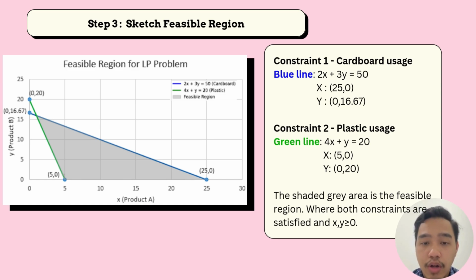Do this for all constraints, including non-negativity constraints like x more than or equal to 0 and y more than or equal to 0, which ensure the solution stays in the first quadrant. The feasible region is the overlapping shaded area that satisfies all constraints. This is the region where we will look for our optimal solution. Make sure to clearly mark the corner points of this region because those are where the optimal solution usually lies. That's it for step 3, sketching the feasible region.